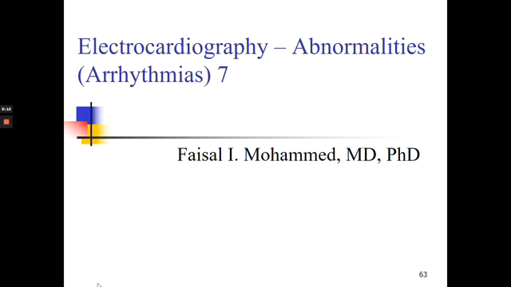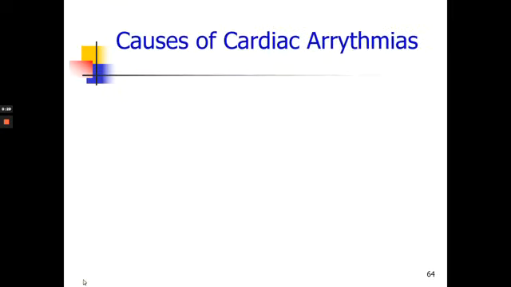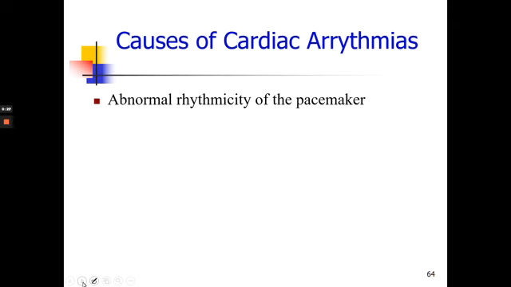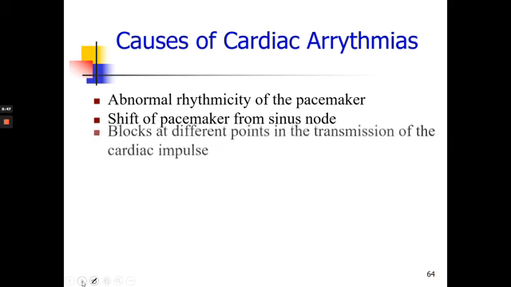Today we are going to talk about some abnormalities in electrocardiography, because we talked last time about the normal electrocardiograph. The abnormalities in electrocardiography are called arrhythmias, and the causes we're going to talk about are abnormality in rhythmicity of the pacemaker, and shift of the pacemaker from the sinus node. You remember, the abnormal place of the shifted pacemaker we call an ectopic pacemaker.